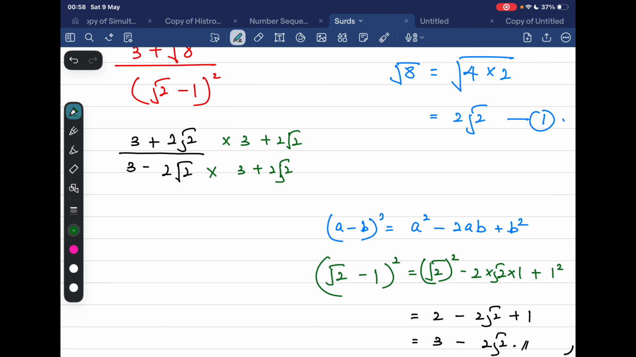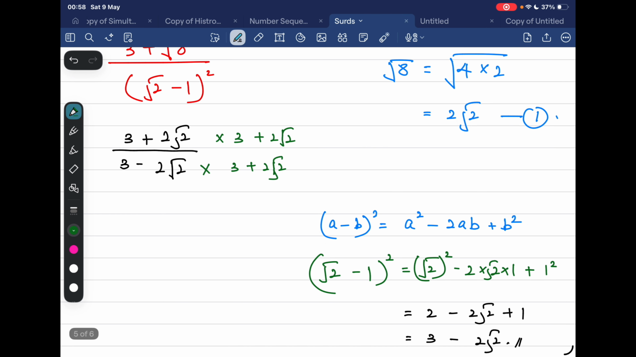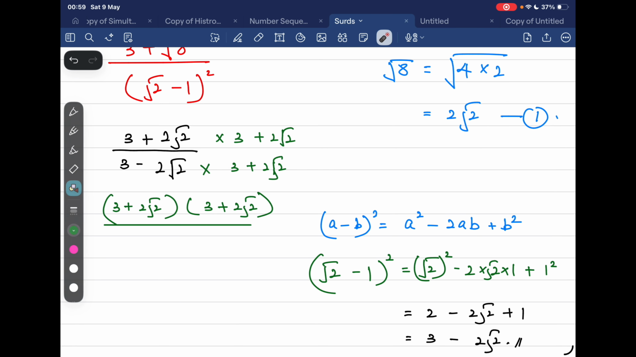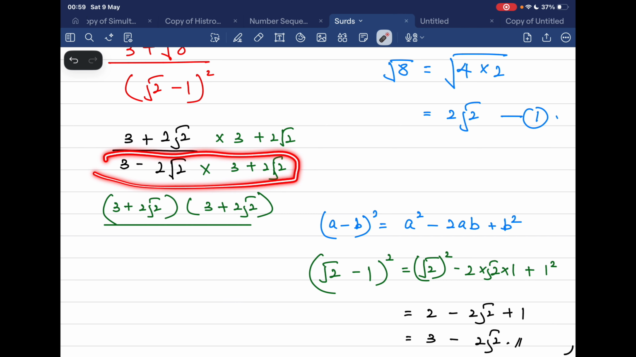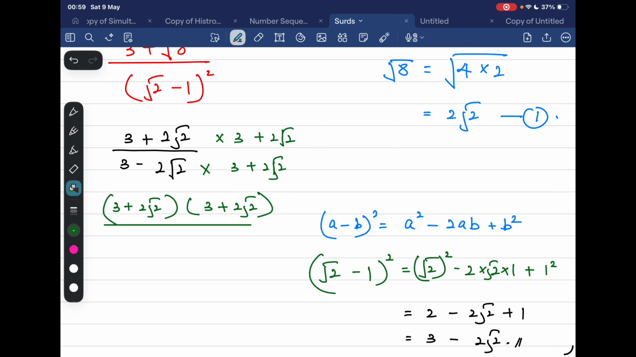Keep in mind, we should multiply this to here. What's the numerator? The numerator, you could write it as 3 plus root 2 multiplied by 3 plus root 2. So we could write this as the numerator, and what is the denominator here? So what is this? Okay, I'm going to write it with brackets.